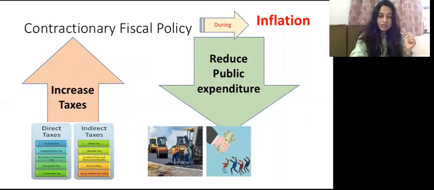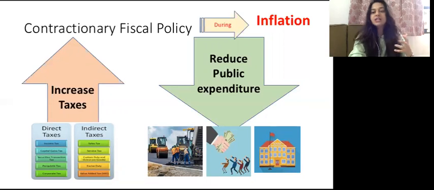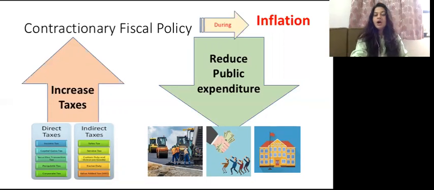Similarly, government would reduce all its projects. So the general public will have less money to spend. Like this, they can control the price levels. They can control the inflation.